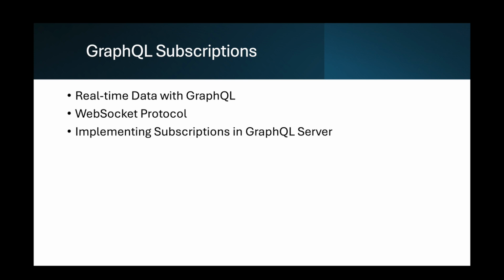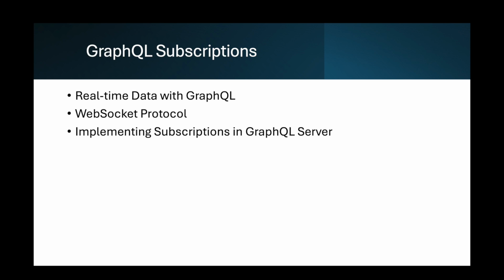Let's look at real-time data with GraphQL. GraphQL subscriptions enable real-time data updates in applications by providing a mechanism for server-to-client communication over persistent connections. This allows applications to display live updates, notifications, or chat messages without the need for polling or manual refreshing. For example, in a chat application, clients can subscribe to a new message event to receive real-time updates whenever a new message is sent by another user in the chat room, which brings us to the WebSocket protocol.